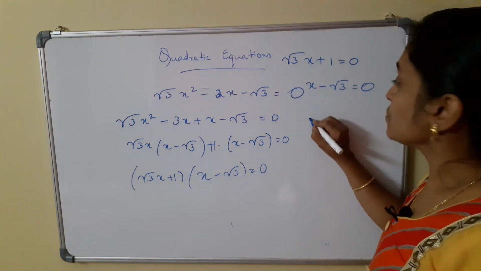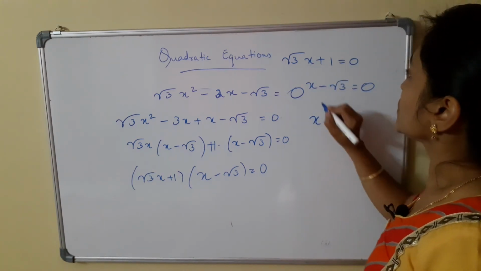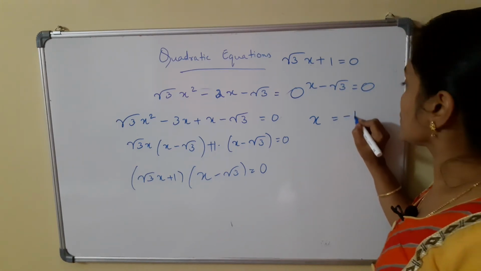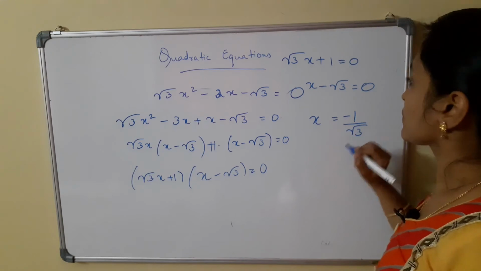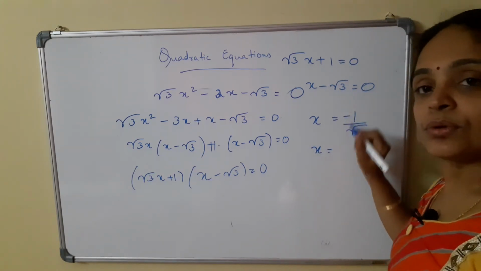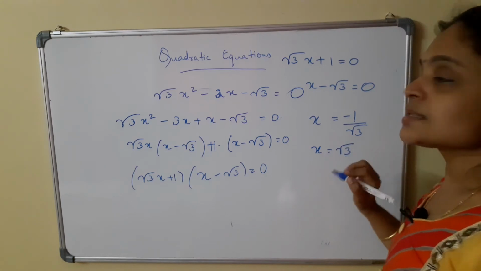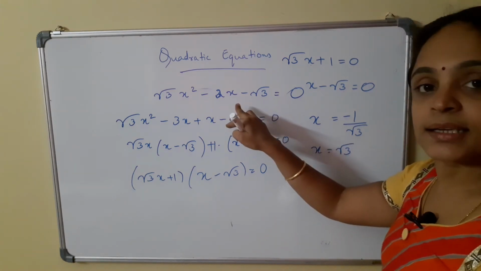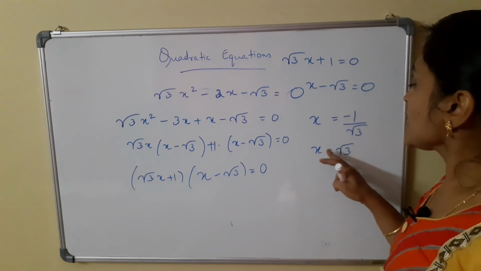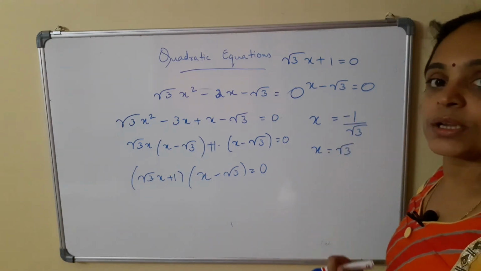From this you will get root 3x equal to minus 1. So what is x? x equal to minus 1 by root 3. And from this you will get x equal to root 3. So the solutions of this quadratic equation are x equal to minus 1 by root 3 and x equal to root 3.